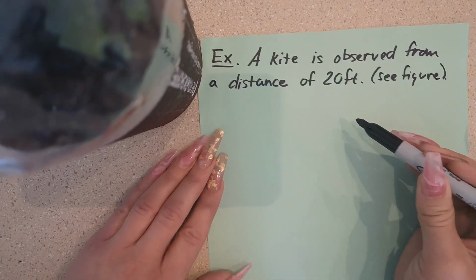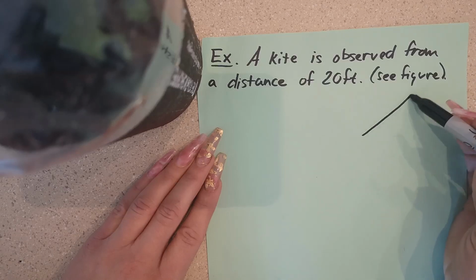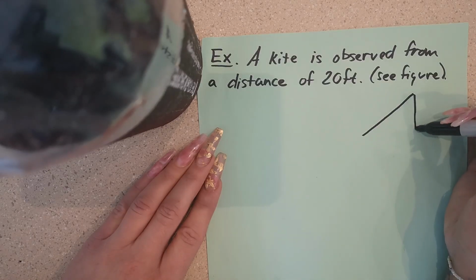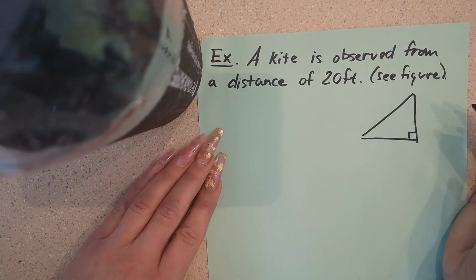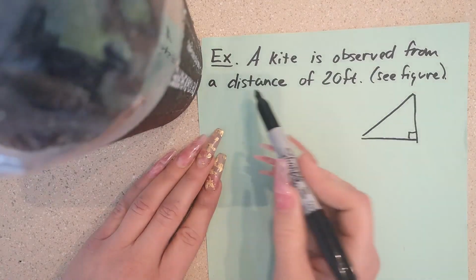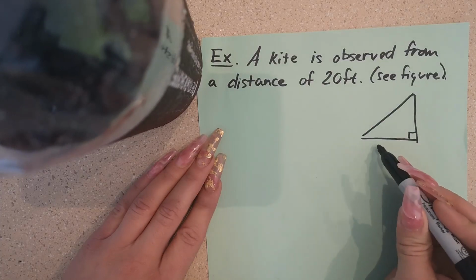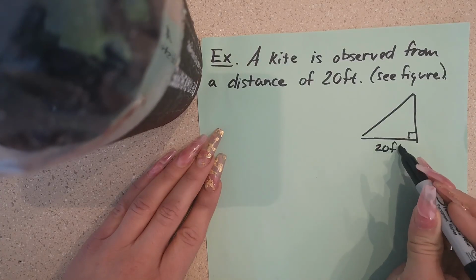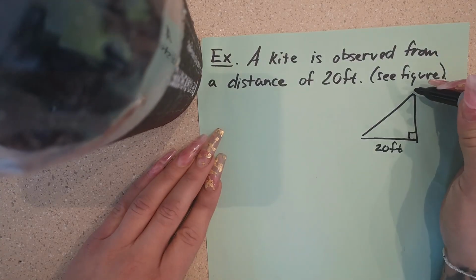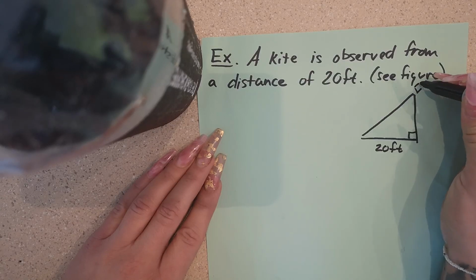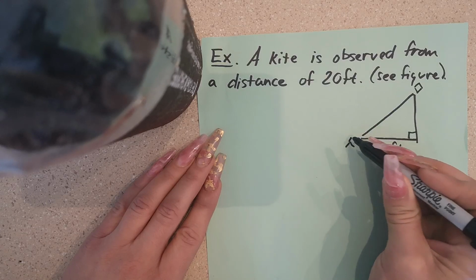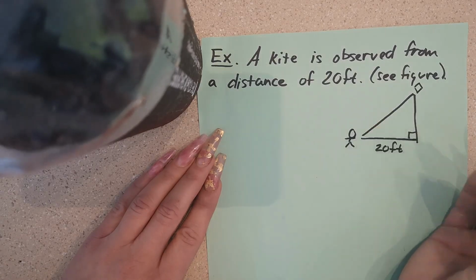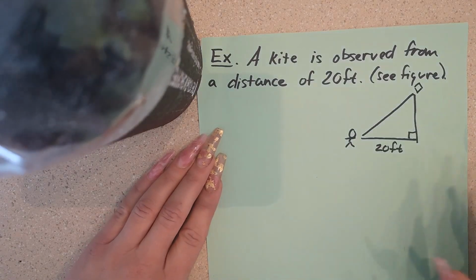So I'm thinking, in this case, let me see. So what I mean here is a distance of 20 feet from, say, directly below the kite. So let's say the kite is like up here. There's the kite. Here's the person. So that's my diagram.